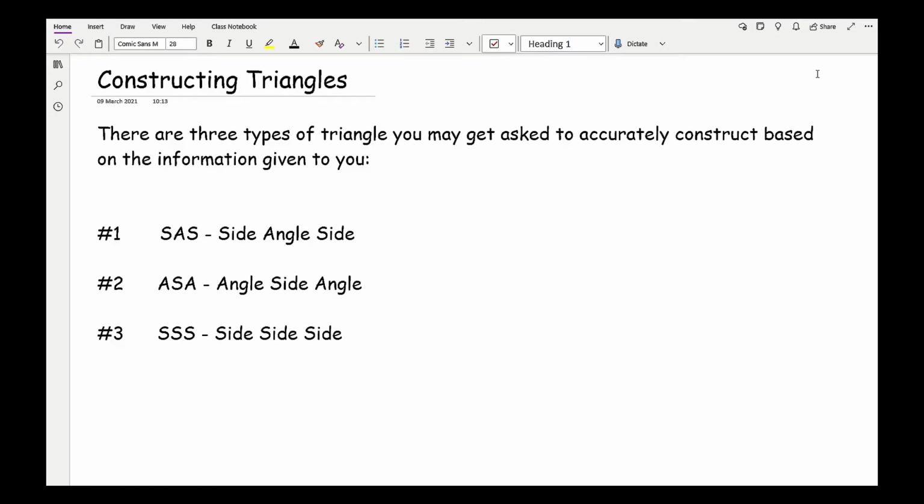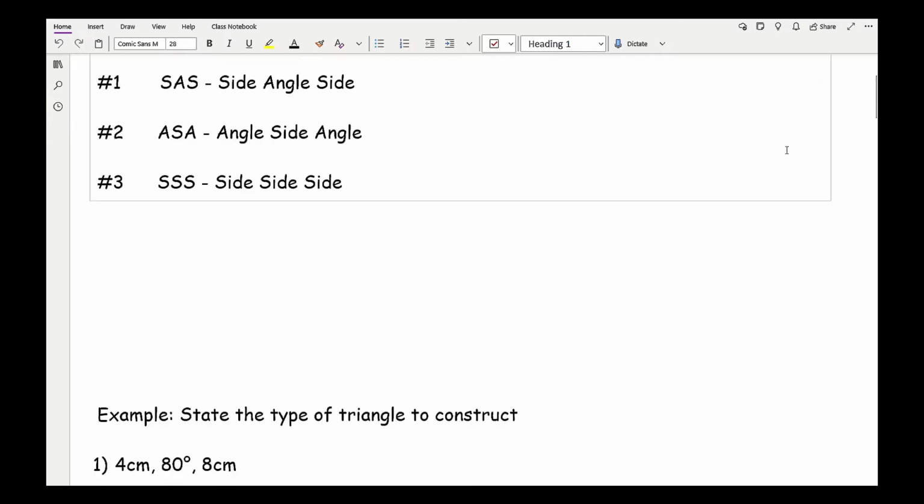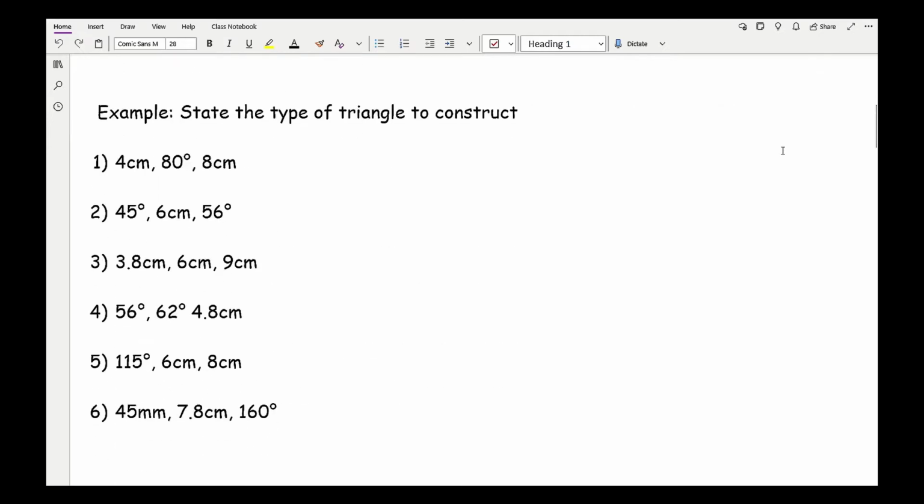Now one of the types of triangles is an SAS, which basically stands for side angle side. The second type is an ASA, which represents an angle side angle, and the third type is an SSS, which represents a side side side. So just as an example of stating the type of triangle we need to construct, let's have a look at these.